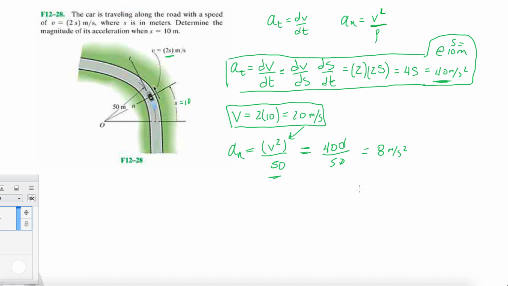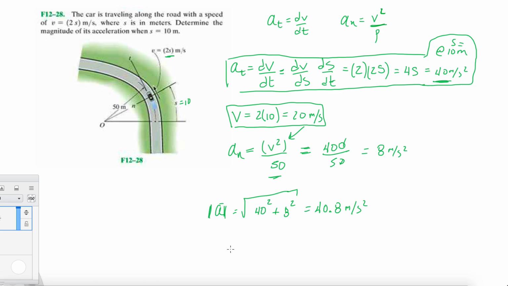So we have 40, we have 8 for the normal. Now we just want to calculate the magnitude of the acceleration. It's going to be the tangential component squared, 40 squared, plus the normal component of the acceleration, 8 squared. Plug that into your calculator, and we should get 40.8 meters per second squared.